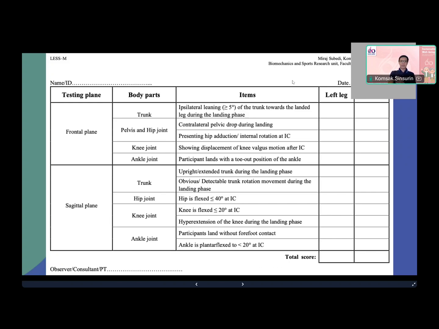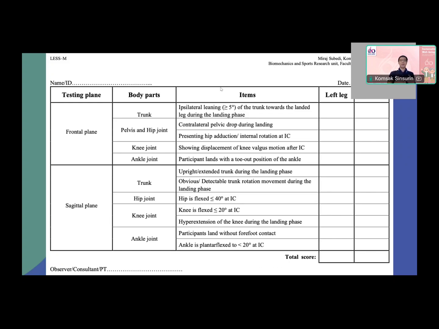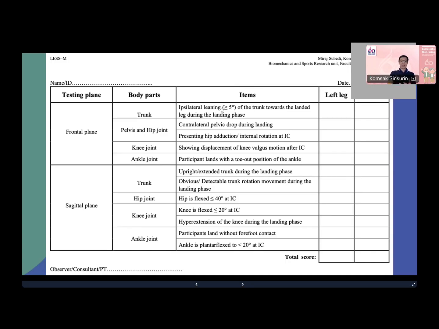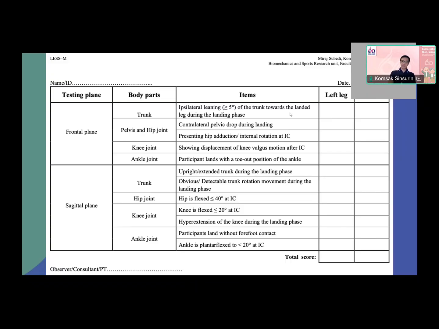So the first item, the tester or the clinician has to observe the ipsilateral leaning of the trunk towards the landed leg during the landing phase. So very high trunk leaning to the stance limb means quite high loading on the landed side, so we identify it as a risk of injury.